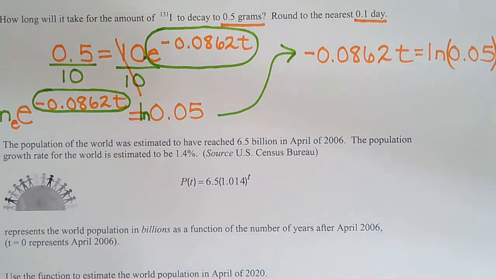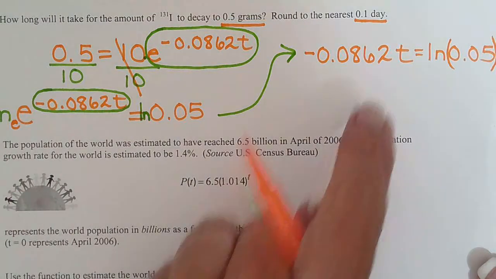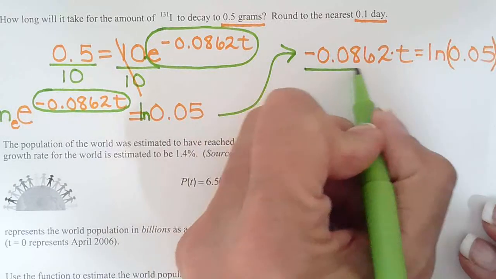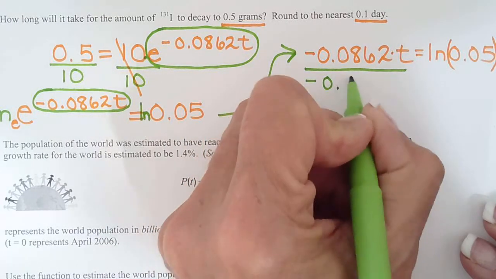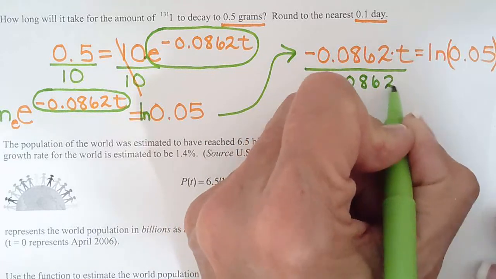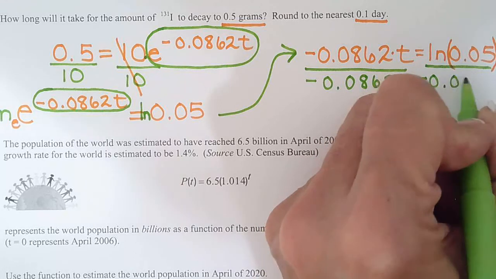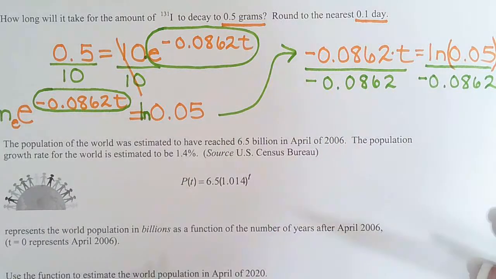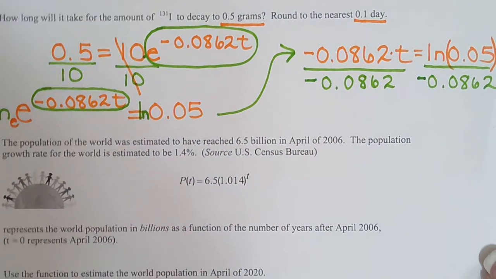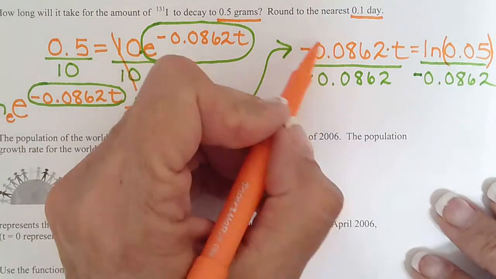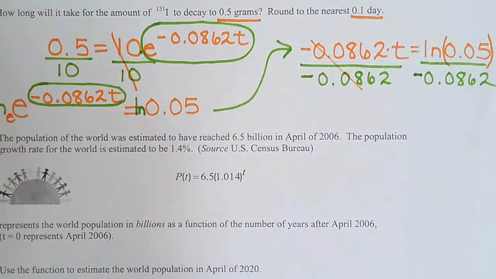So it looked ugly, but it's actually a pretty easy problem. I'm only one step away from being done. To get my t alone, I do the opposite, which is divide by negative 0.0862. Whatever I do to the left, I do the same thing to the right, negative 0.0862. And like I said, this is the last question on your Chapter 8 test or quiz that we're going to have. So this is big, and we do another one down here, so you'll get a couple to practice.